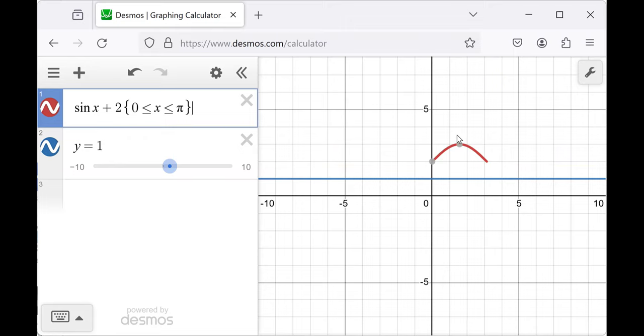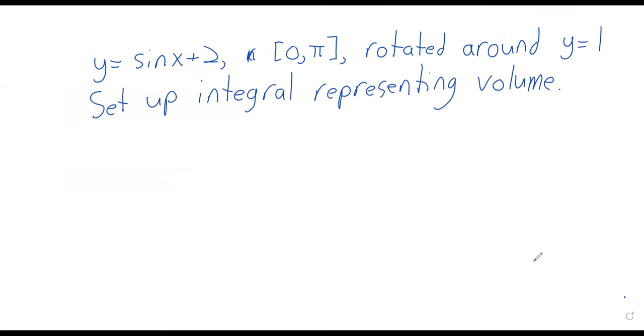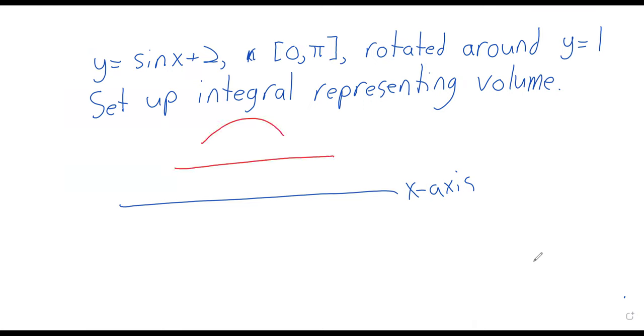So the formula is the integral of pi times the radius squared, and the radius is the distance from the curve to the line, to the axis of rotation. You see that this time, here's the x-axis. This time everything's happening above the x-axis. Here's the curve. Here's the line.